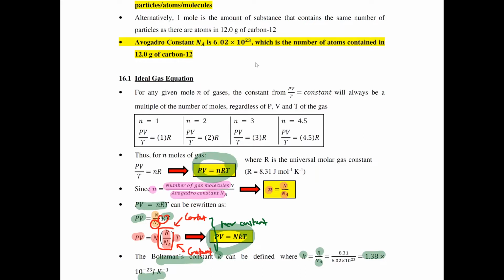Okay, but bear in mind that there are some things that are different really. This small n here refers to number of moles. This big N here refers to number of molecules.